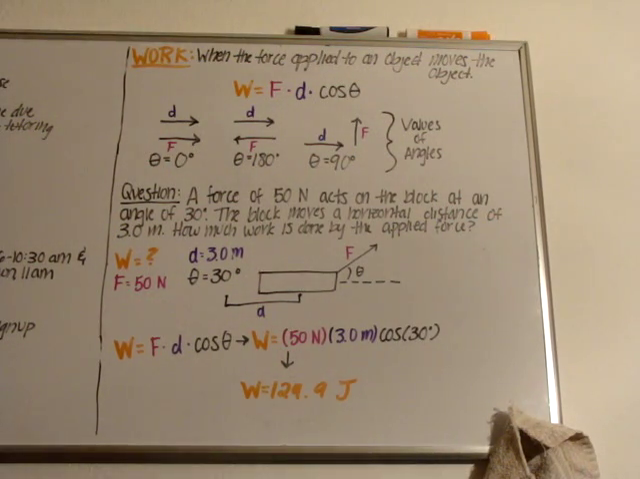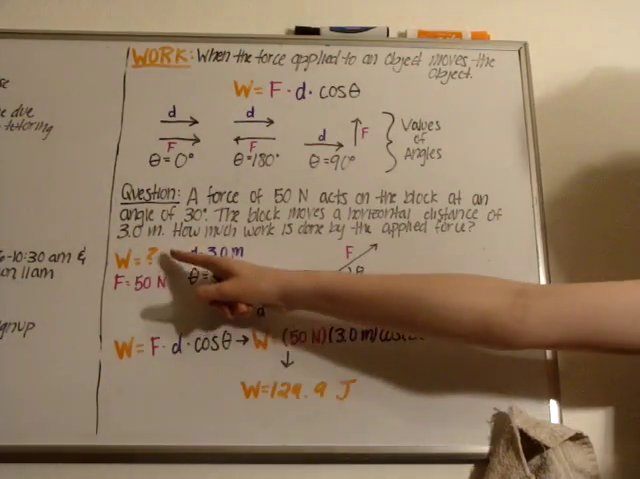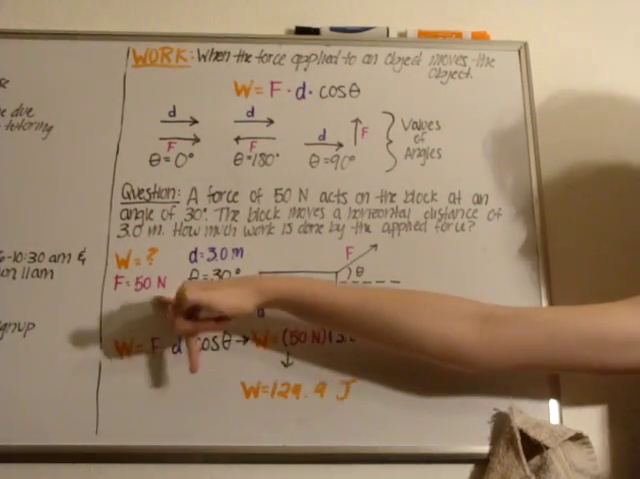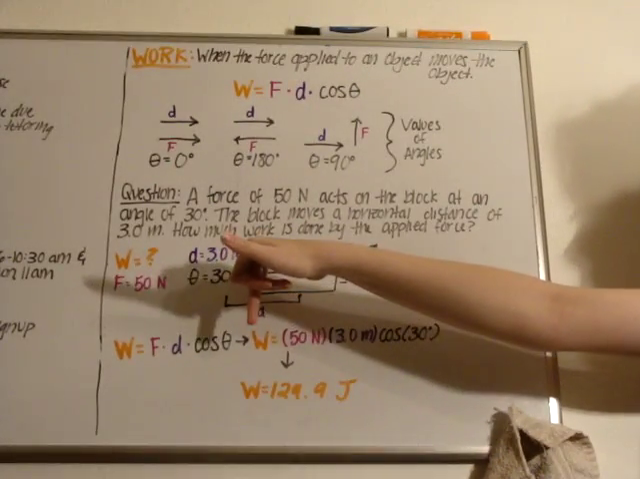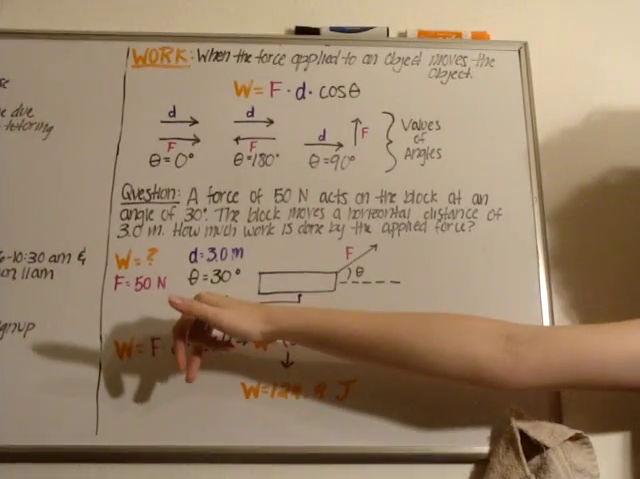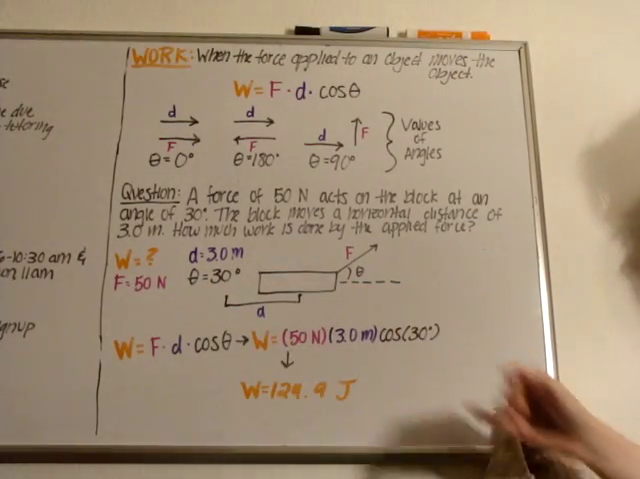So the practice problem is: a force of 50 newtons acts on a block at an angle of 30 degrees. The block moves a horizontal distance of 3 meters. How much work is done by the applied force? So the work is our unknown. We know the force, it's 50 newtons. We also know the displacement is 3 meters. And we have our theta, 30 degrees.